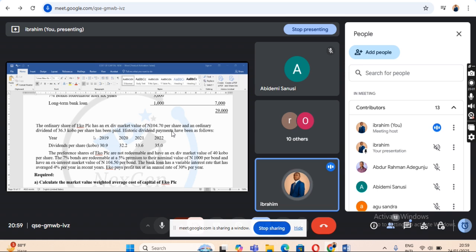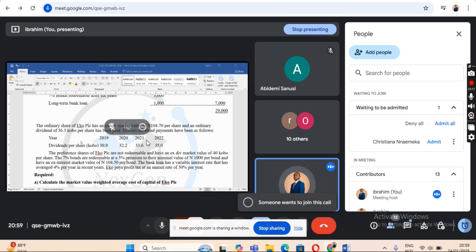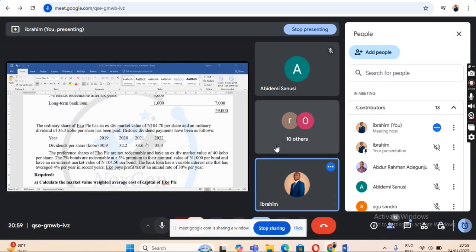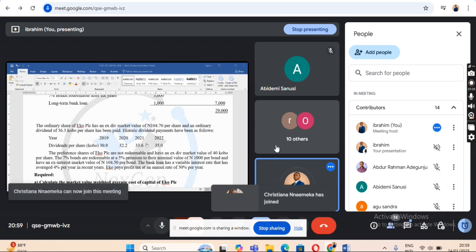Please note it, jot it down. It's very important. Right? Take note of that part. The SDIV market value is 104. The ordinary dividend of 36 naira 3 kobo has just been paid currently. This is the current dividend. And they were given the historical dividend. Right? Now, we will move to the cost of debt.